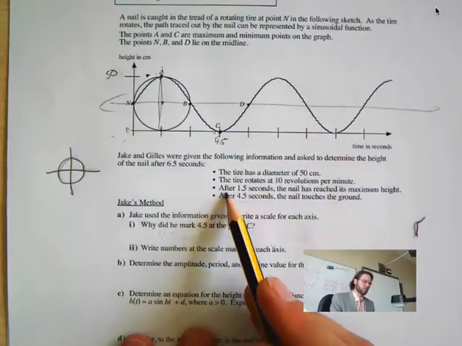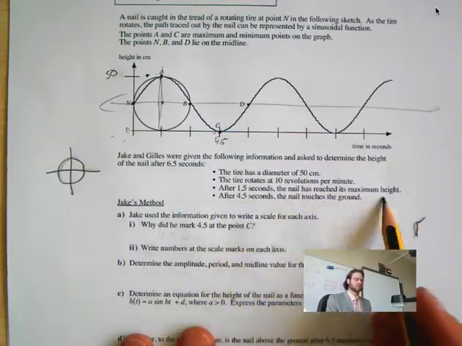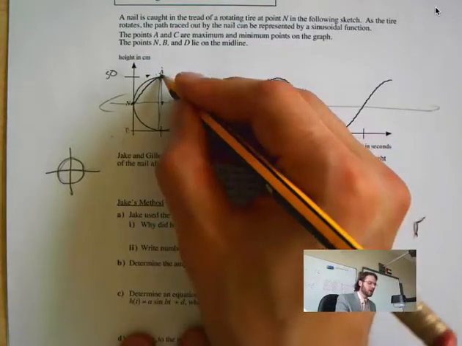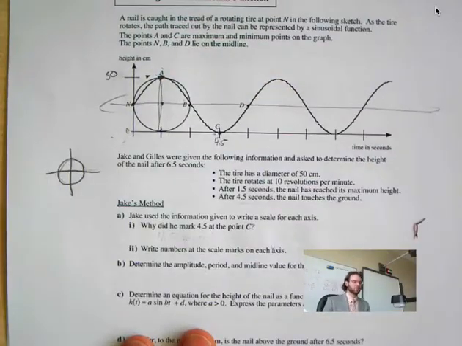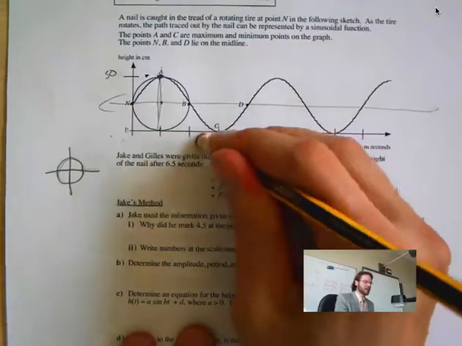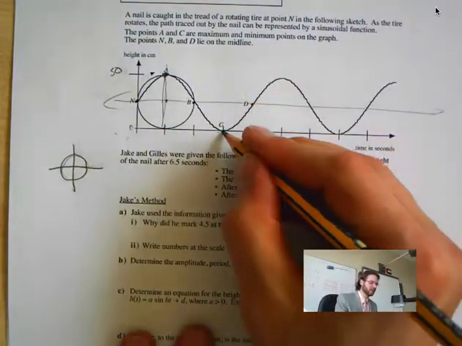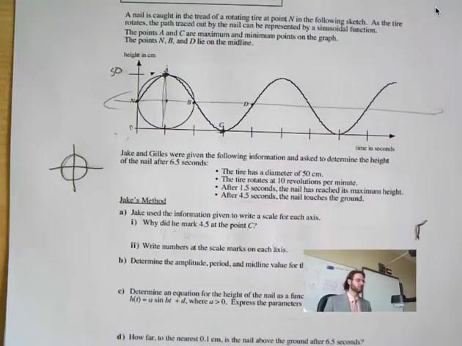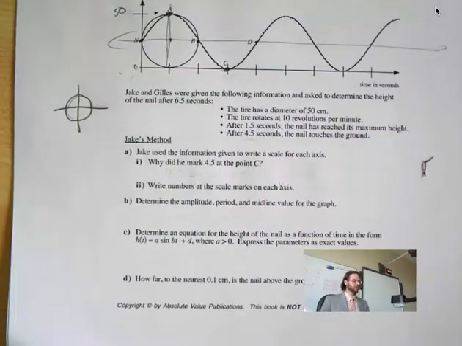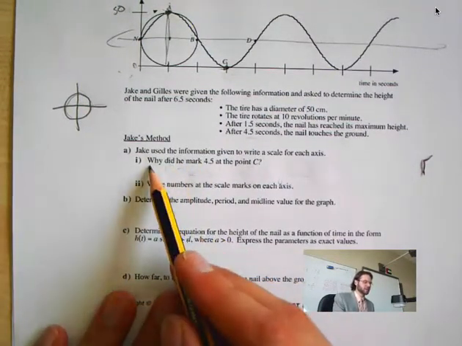Next one says, after 1.5 seconds, the nail reaches its maximum height. A is the maximum height. Then it says, after 4.5 seconds, the nail touches the ground. So after 4.5 seconds, the nail will touch the ground. Now let's take a look at Jake's method. Jake used the information to write the scale of each axis.